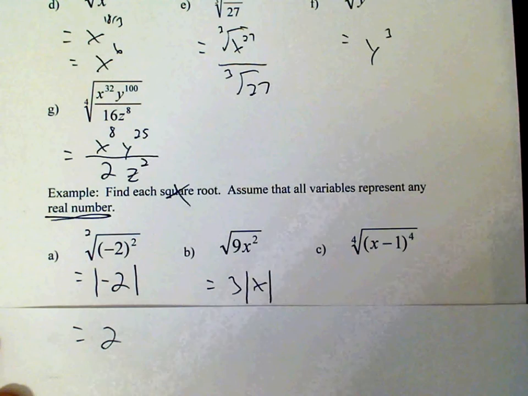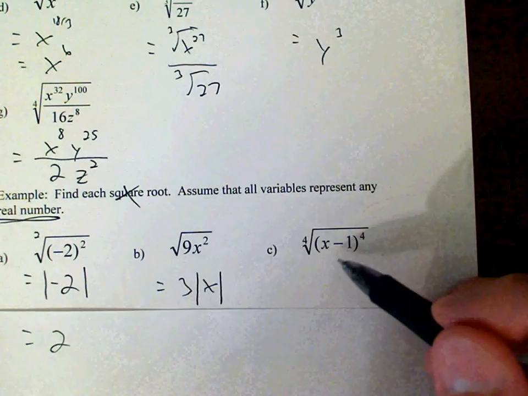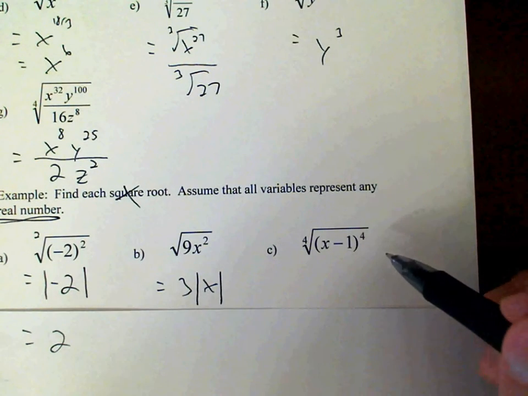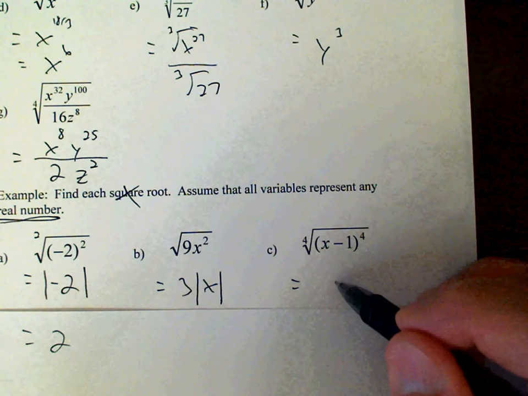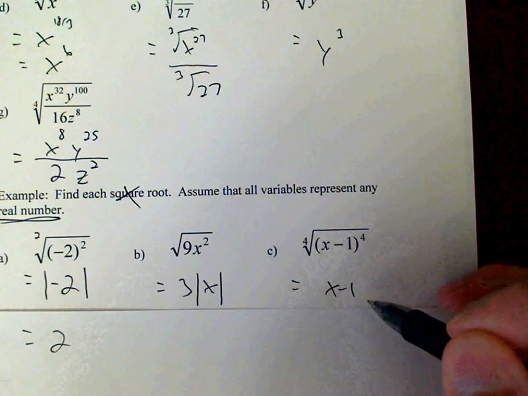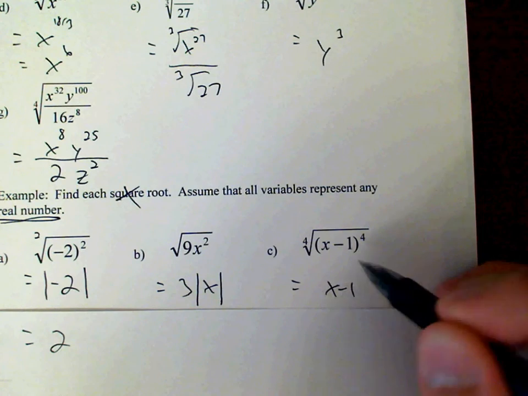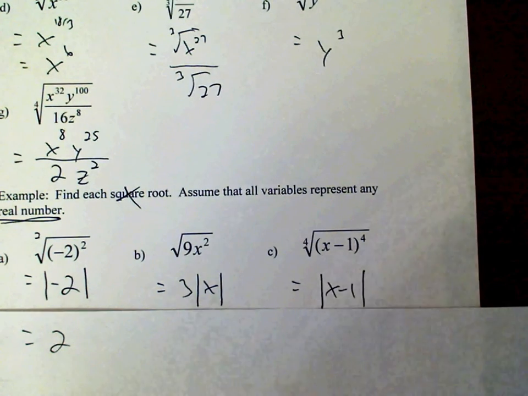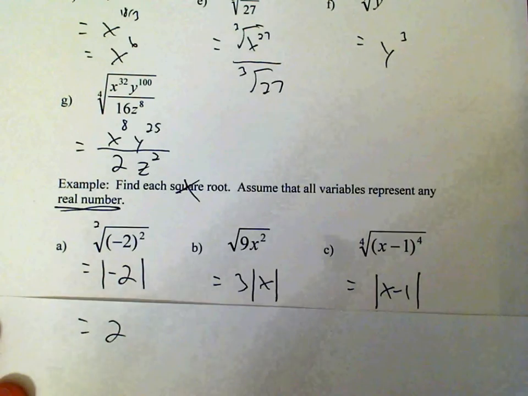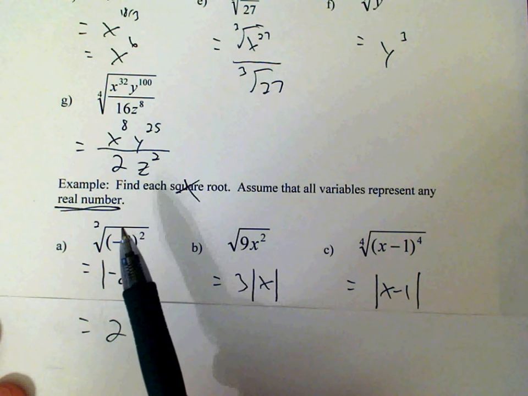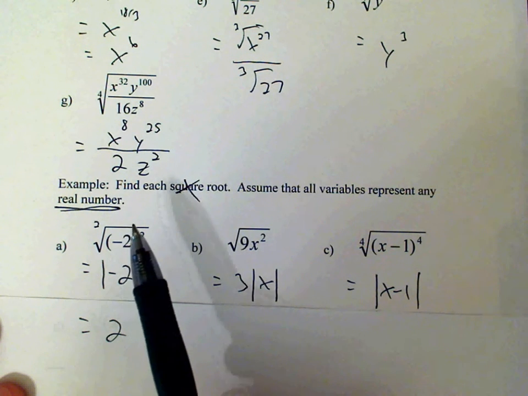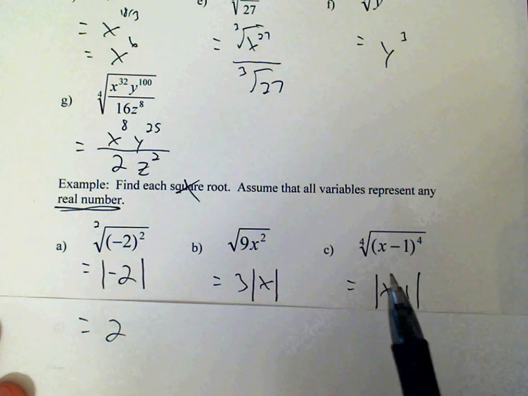Same thing with the fourth root of x minus 1 to the 4th. We must guarantee that if we cancel the 4 with that 4, we end up with a positive result. And the only way we can end up with a positive result is absolute value bars. Once again, that's only because we're dealing with any real numbers. The variables could be any real number, which means we could have actual negative values if we knew what x was. To guarantee that we have positive values, we use absolute value bars.